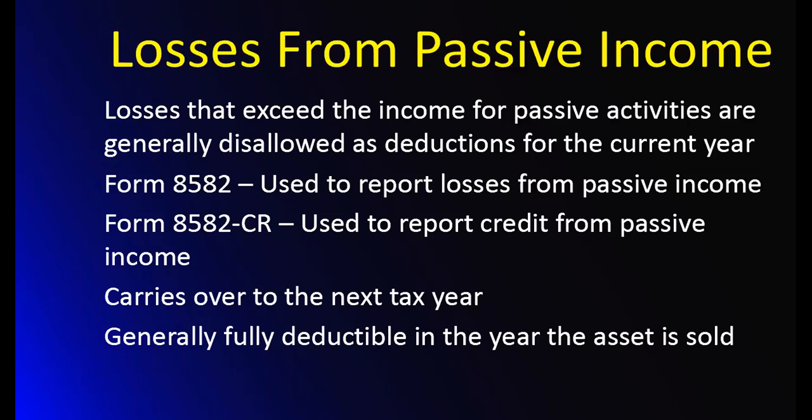I am a little confused with the form 8582CR. That's only if you have a credit. What happens is that's if you had a gain. So if you need to carry a gain over to the next year, think about it this way. I have a rental property. Let me do it this way. How can I do this? It is not the same as carry back your losses.